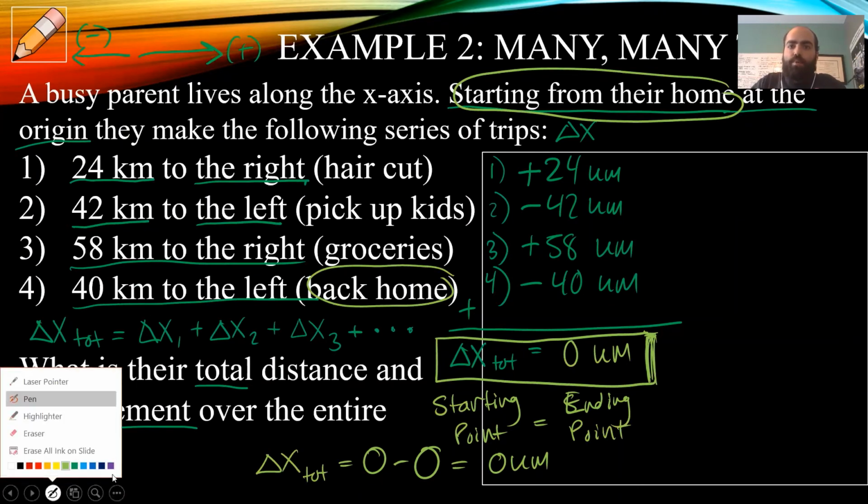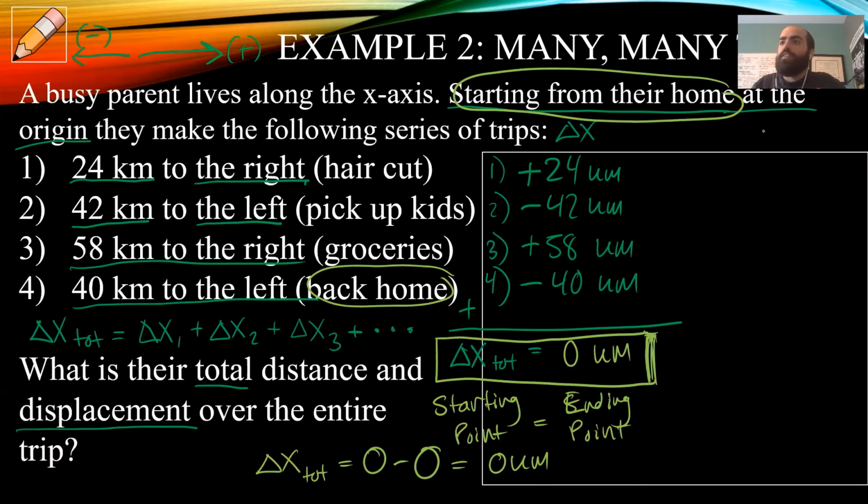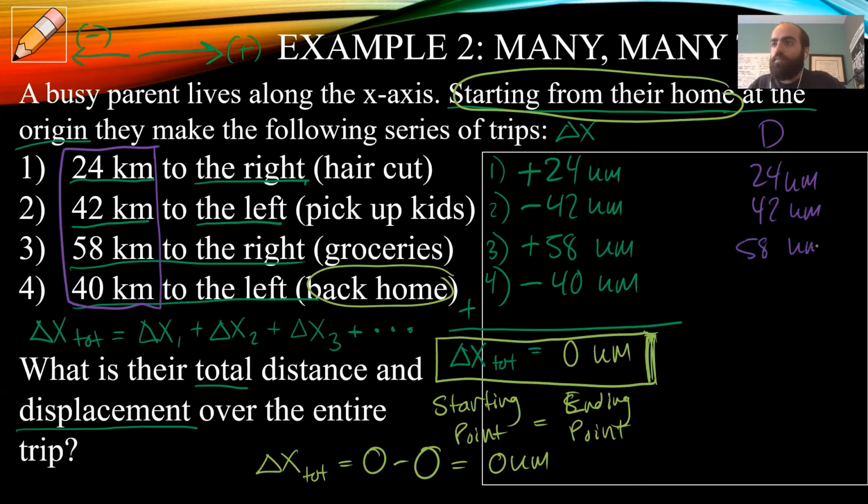And that's what makes displacement a little bit harder than just the distance. Because when we're talking about just the distance, that's only how far you go. It doesn't tell you anything about the direction of travel. So we traveled a distance of 24 kilometers the first time, and then 42 kilometers the second time, and then it was 58 kilometers, and then it was 40 kilometers.